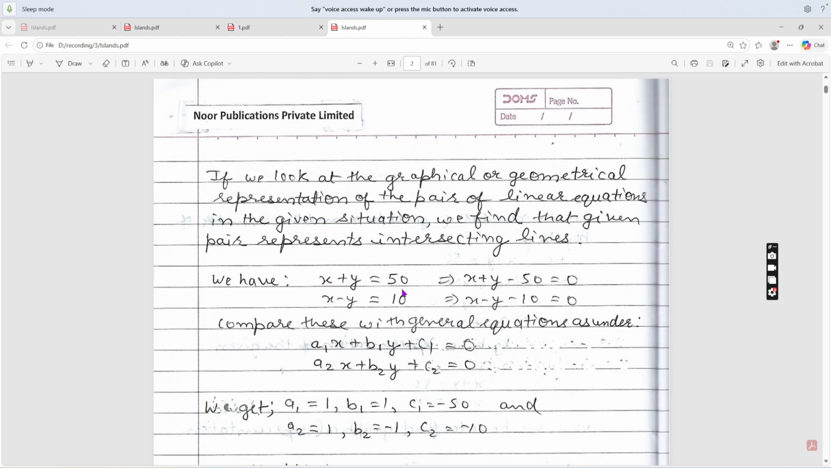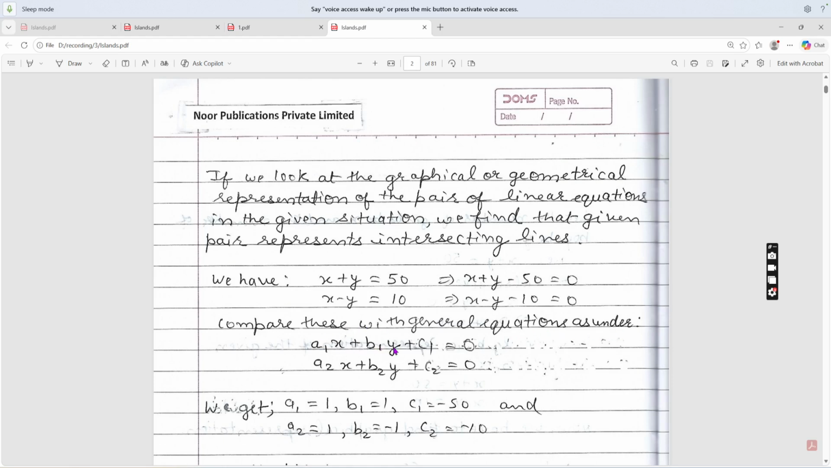So here x plus y is equal to 50, that can be written as x plus y minus 50 is equal to 0. And x minus y is equal to 10. This can be written as x minus y minus 10 is equal to 0. Compare these with general equations as under.